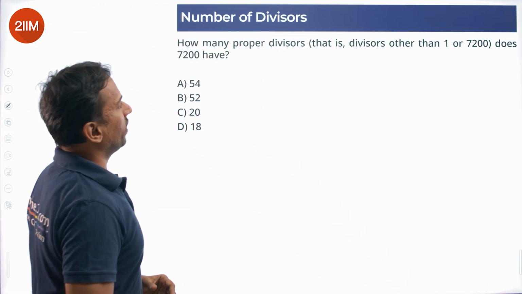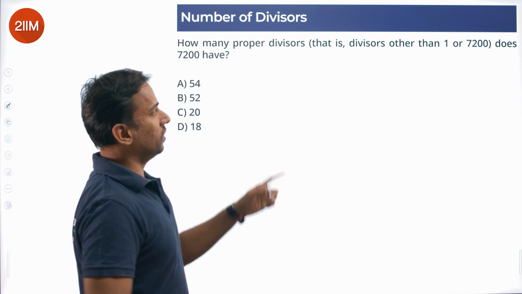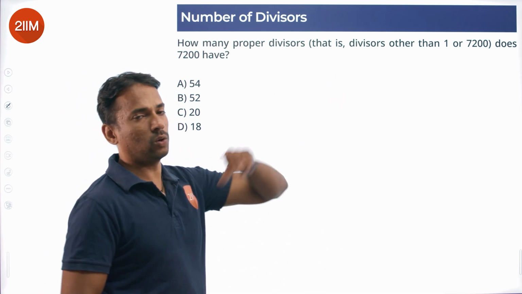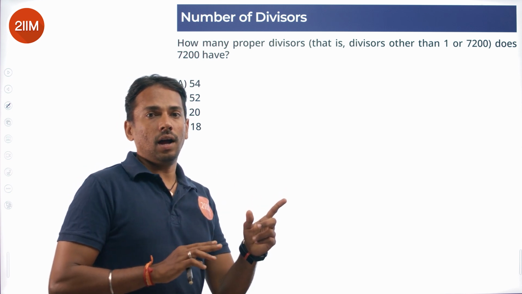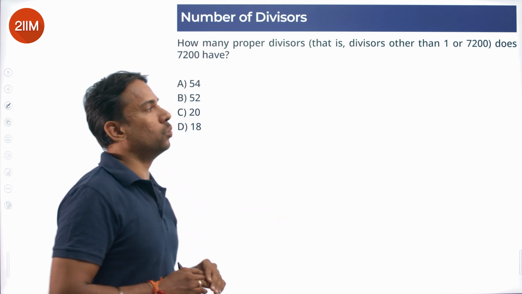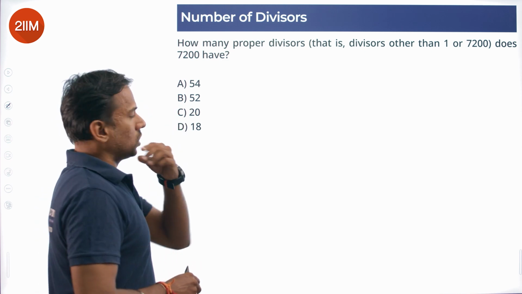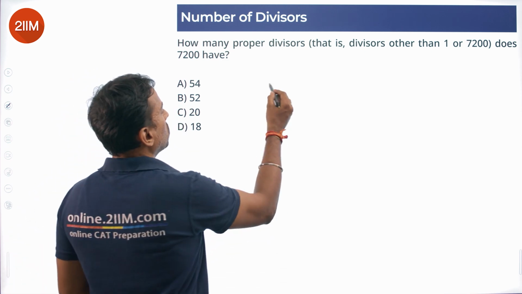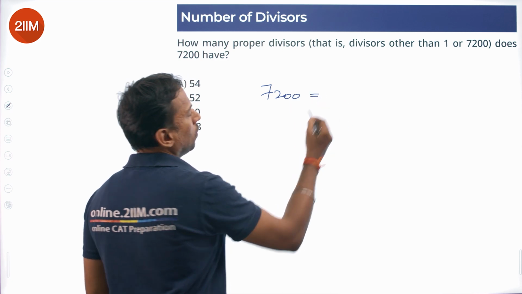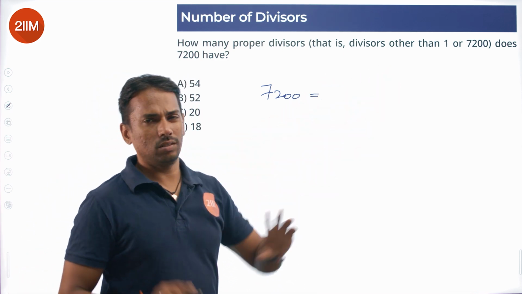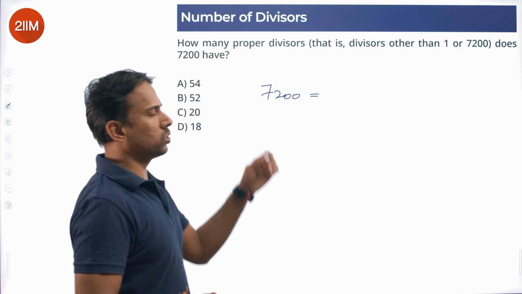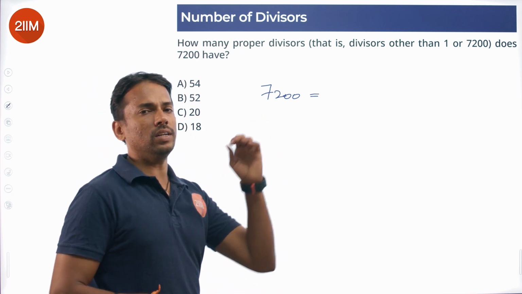How many proper divisors, that is divisors other than 1 or 7200? So this time they are excluding 1 and that number. Both these numbers are excluded. Does 7200 have? So 7200. Now we need to find the number of factors, but we should not be considering these two numbers. That's it. Simple. So 7200 we will first prime factorize.